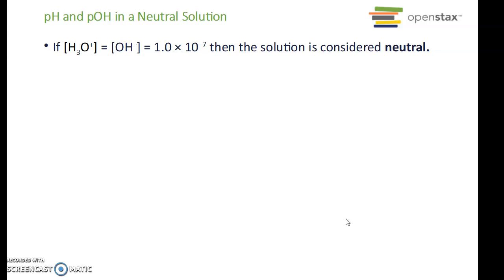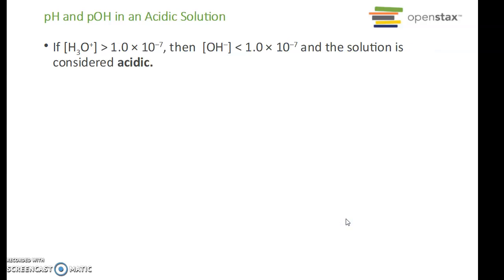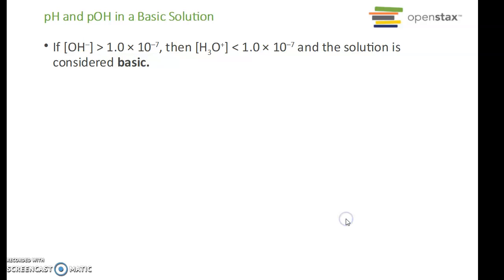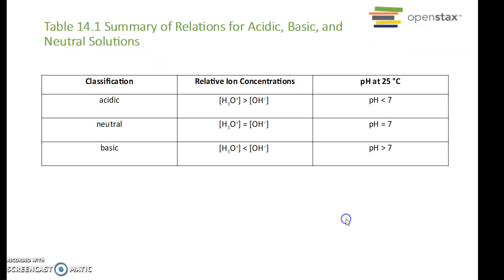When the concentration of each is 1.0 times 10 to the minus 7, the solution is neutral. When the H3O plus concentration is greater than 1.0 times 10 to the minus 7, the pH is less than 7, and the solution is acidic. That means the hydroxide concentration would be less than that, and if the H3O plus is less than 1.0 times 10 to the minus 7, then it's basic.